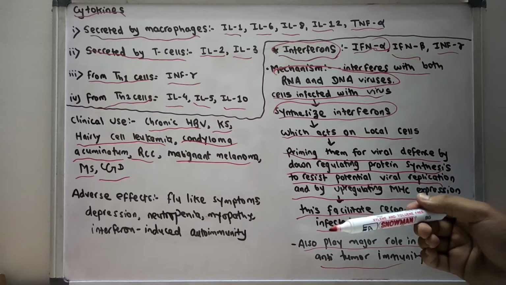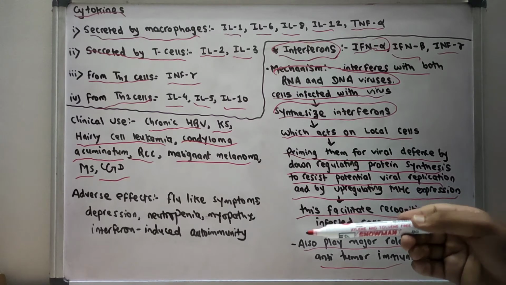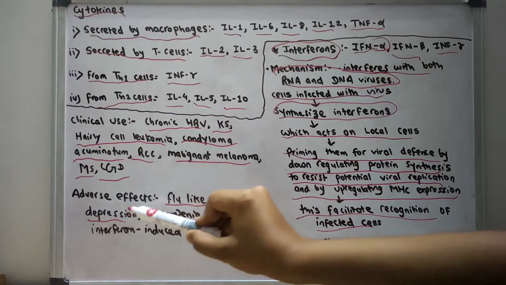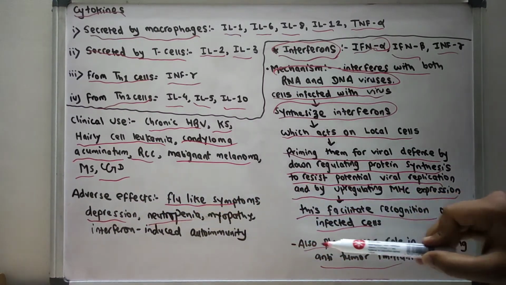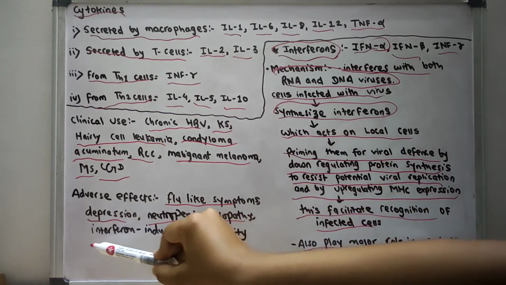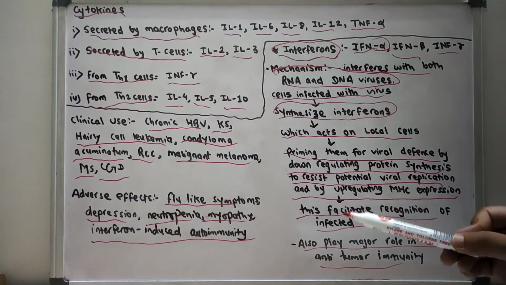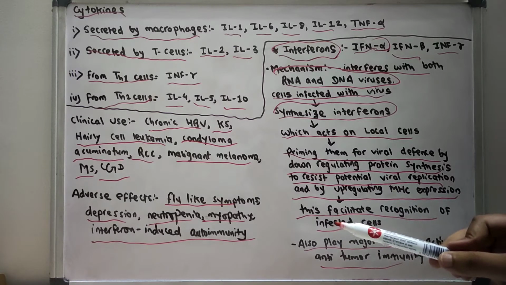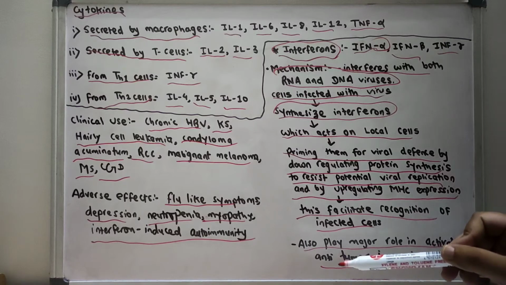After using those interferons, there are some adverse effects like flu-like symptoms, depression, neutropenia, myopathy, and interferon-induced autoimmunity. So these are the various adverse effects that occur if we use the interferons externally in our body.